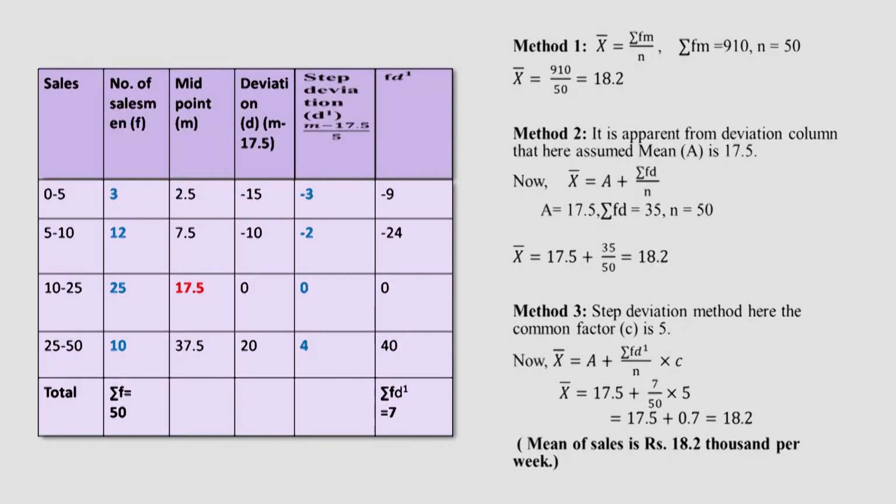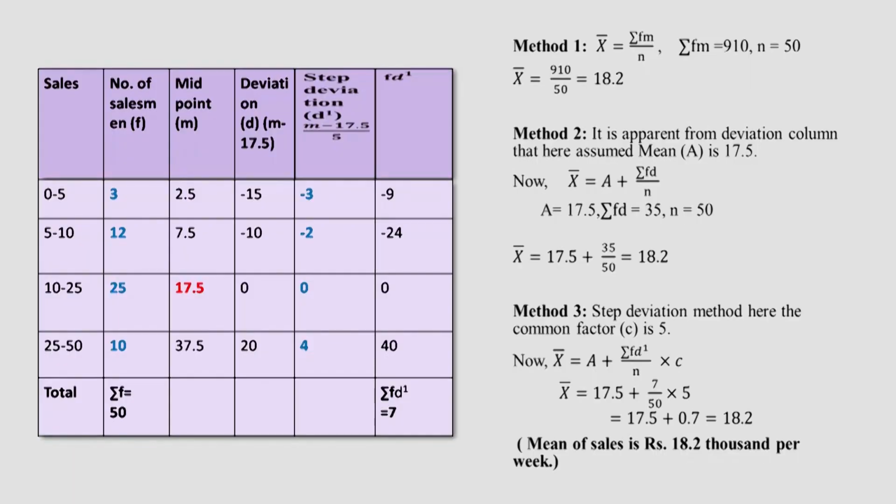So, we have taken what? 5, alright. So, let us calculate d dash. As I have said, you have to take a common factor which can divide all the values of m, which are minus 15, minus 10, 0 and 20. So, we have taken a common factor of 5. Minus 15 divided by 5 is minus 3, minus 10 divided by 5 is minus 2, 0 divided by 5 is 0 and 20 divided by 5 is 4, alright. So, you get the values of d dash as minus 3, minus 2, 0 and 4.